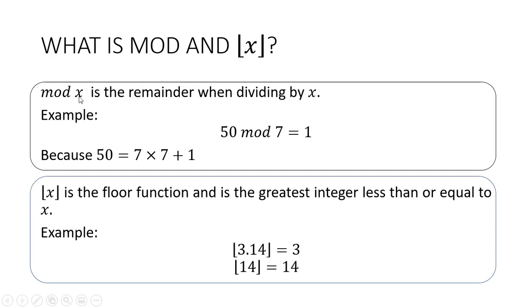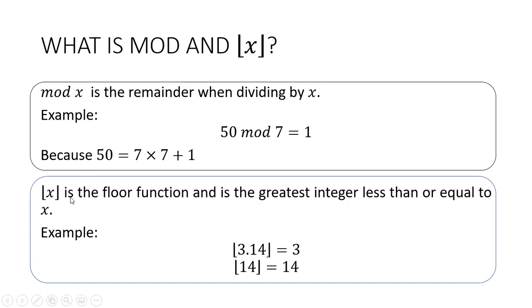Now I'm going to explain what these mod and floor function operators are. Mod x is the remainder when divided by x. For example, 50 mod 7 is 1. Why? Because 50 is 7 times 7, that is 49, plus 1. So 1 is the remainder.